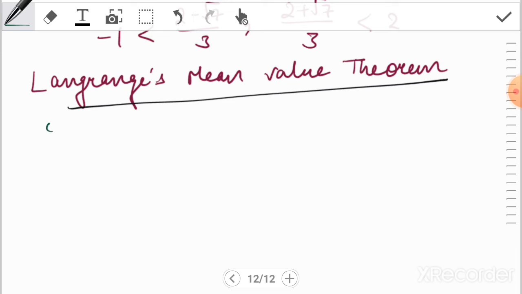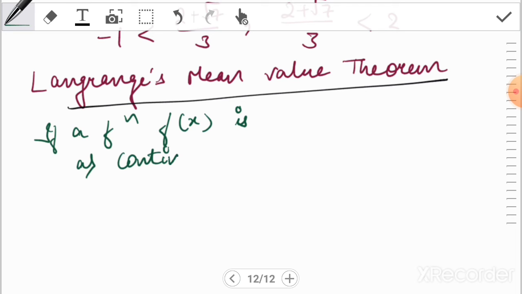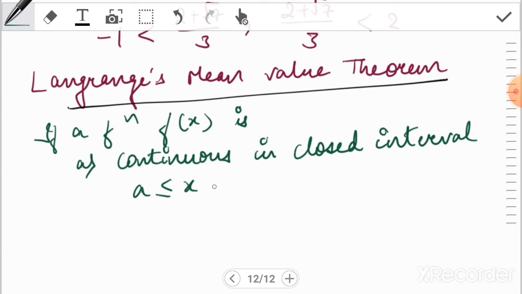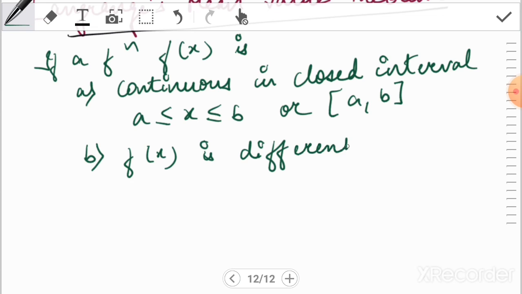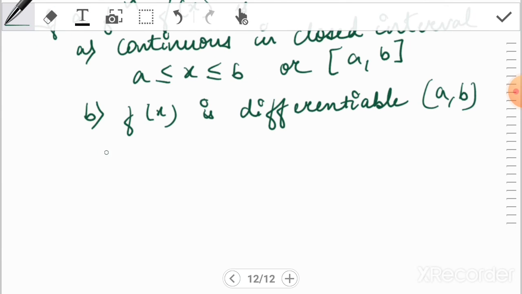So if a function f(x) is, first, continuous in the closed interval [a, b], or second, f(x) is differentiable in the open interval (a, b), and here f(a) is not equal to f(b), okay.